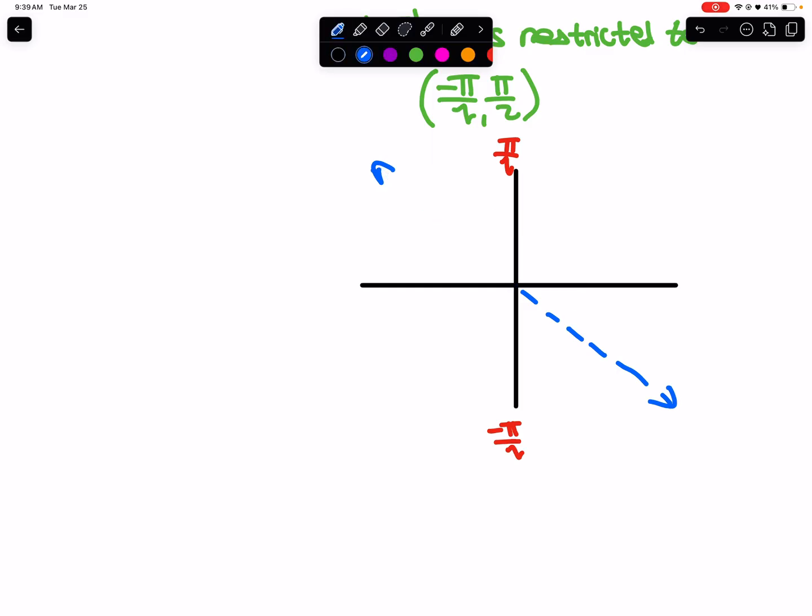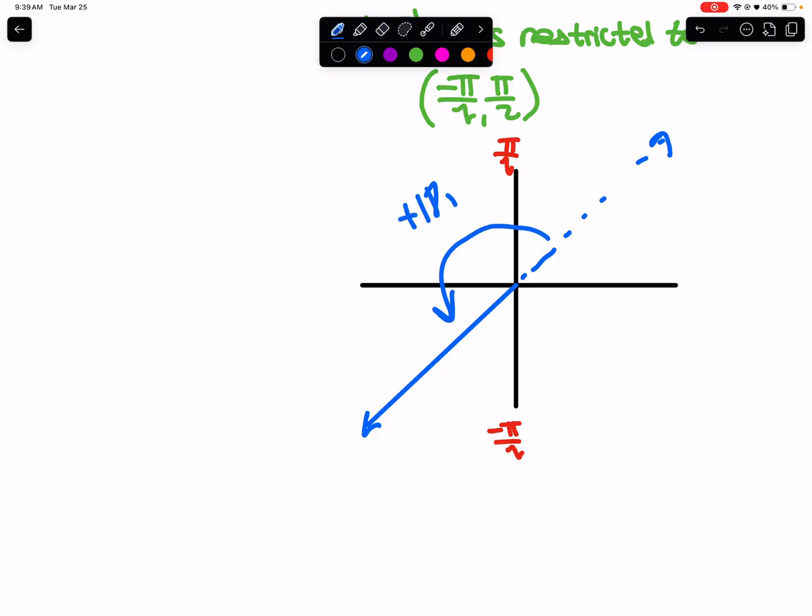And then conversely, if I'm in quadrant 3, I need to find the quadrant 1 value, and then I'm going to add 180 degrees to put it in quadrant 3.